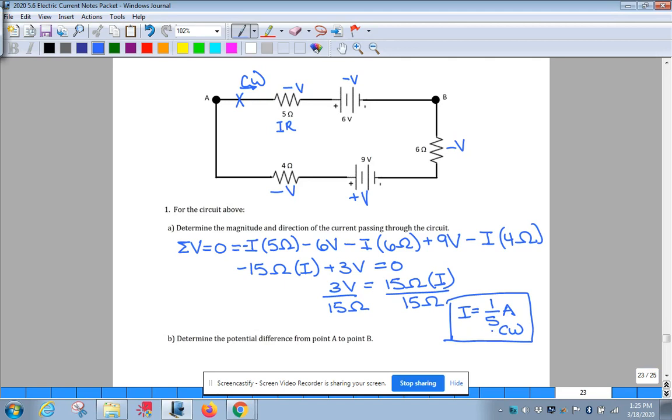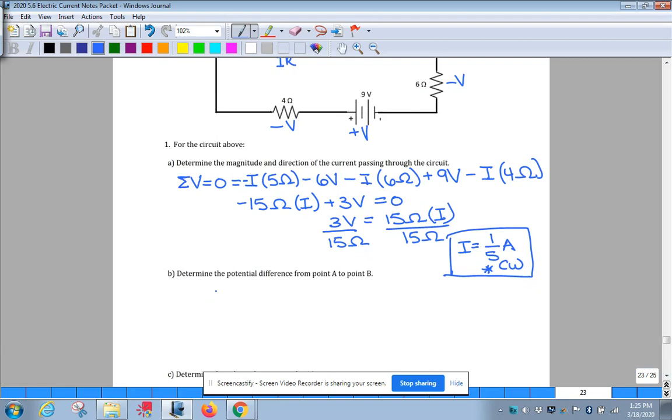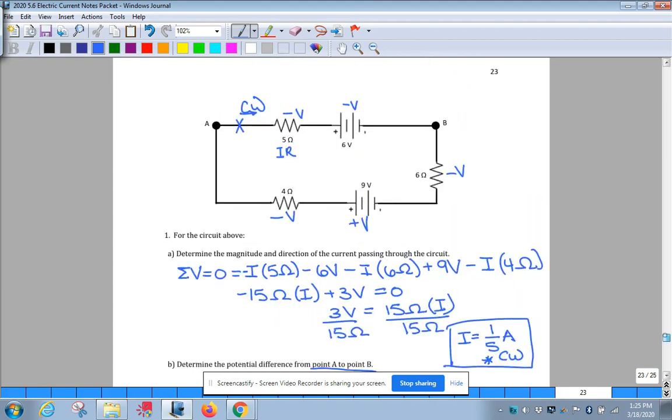And once you find the correct direction of your current, you have to follow it. And now we can actually use the magnitude of that current to solve the rest of the problems. So now it says determine the potential difference from point A to point B. And to do that, you have to follow the actual direction of the current, not the assumed direction. But we just happen to assume the right direction, so we don't have to worry about flipping what we were thinking. So from A to B, just look at what I would pass over going from A to B in the clockwise direction.